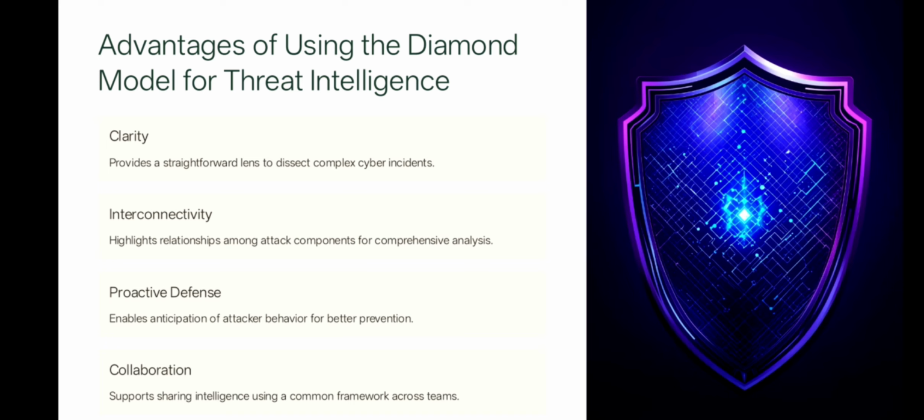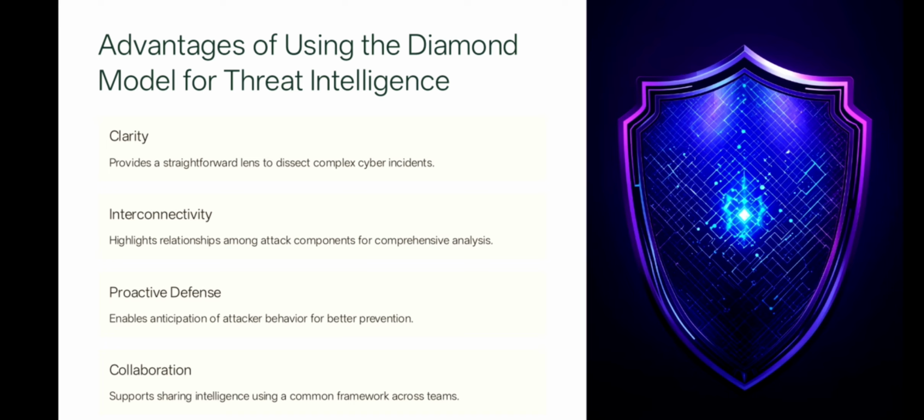3. Multidimensional threat profiling. Each vertex of the diamond, adversary, capability, infrastructure, victim, represents a dimension of an intrusion. Analysts can pivot across these dimensions to trace attack campaigns, reconstruct kill chains, build adversary profiles over time. Theory insight. This supports multidimensional data correlation theory, where complex events require analysis across several correlated data points rather than isolated indicators.